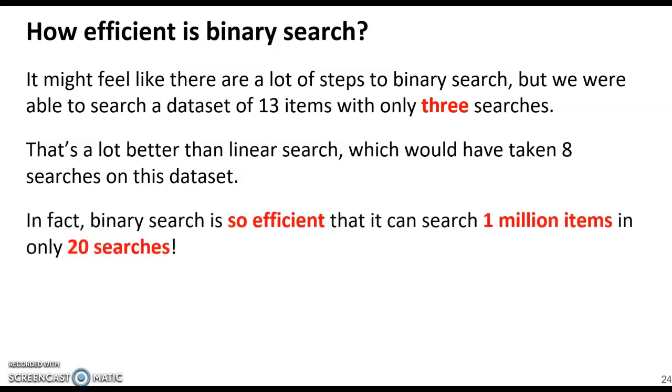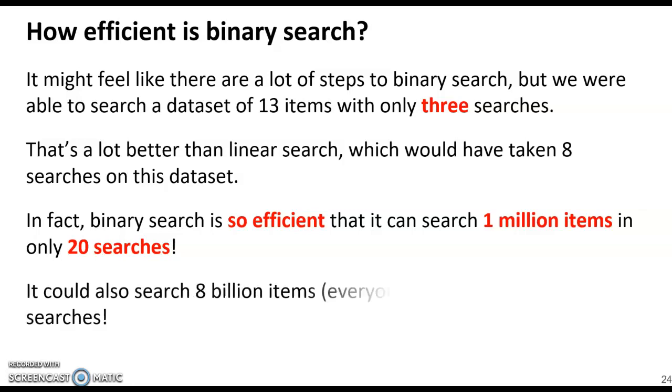But in fact, the binary search is so efficient that it can search 1 million items in only 20 searches. So think about it. Keep splitting a million down to 500,000, 250,000, 125,000, so on and so forth. And it only takes approximately 20 searches. And it could also search 8 billion items, which is everyone on this planet, in only 33 searches. So definitely the binary search is efficient.